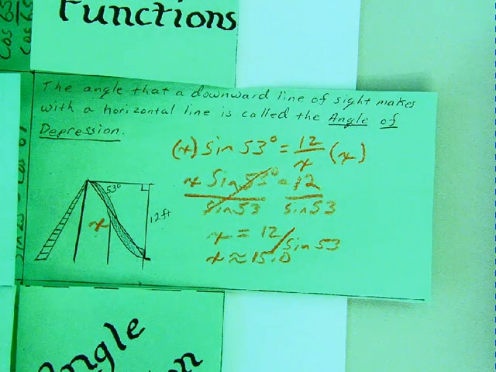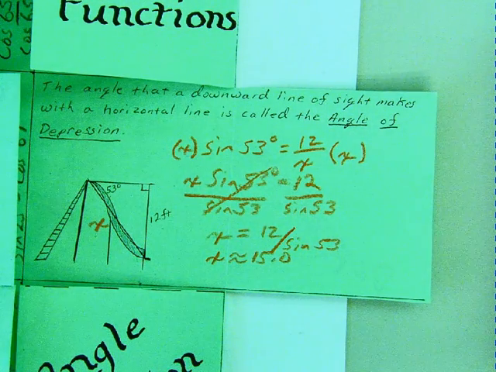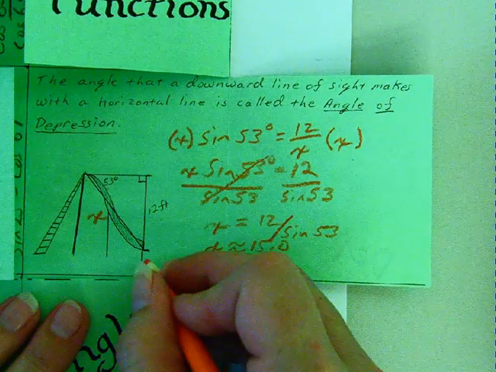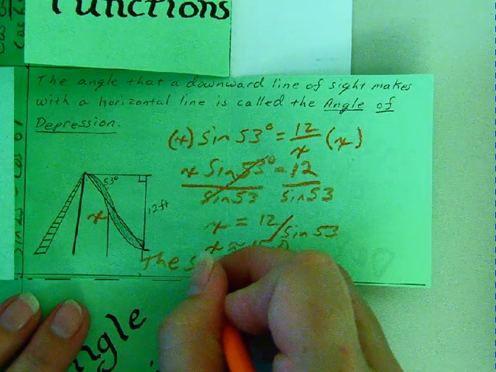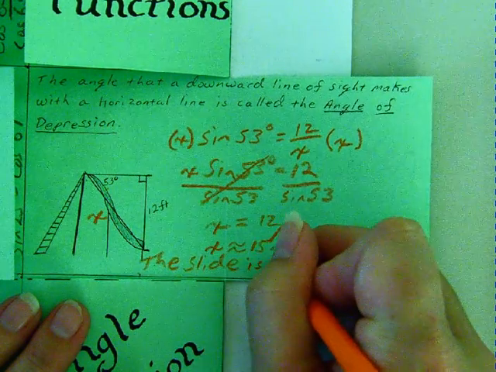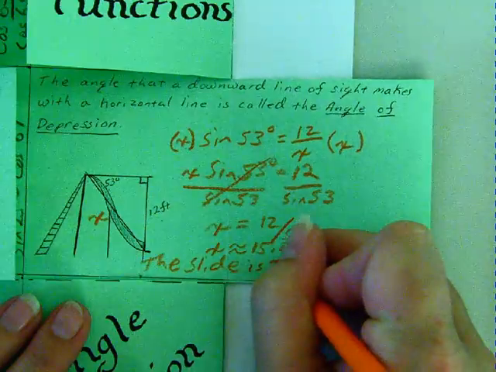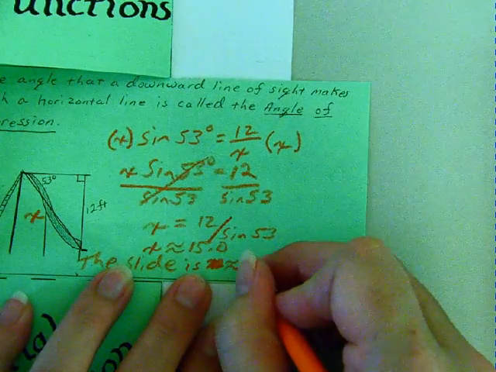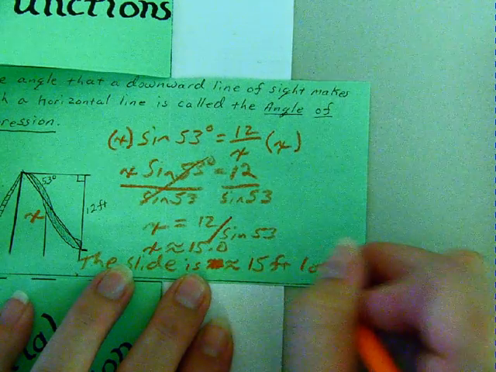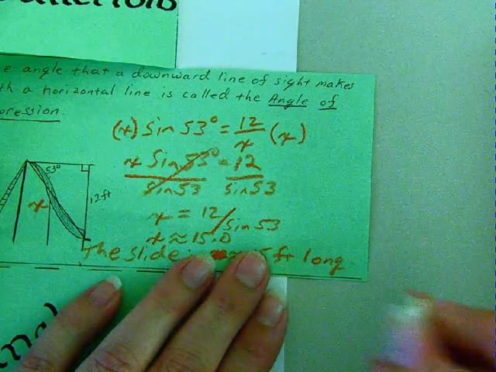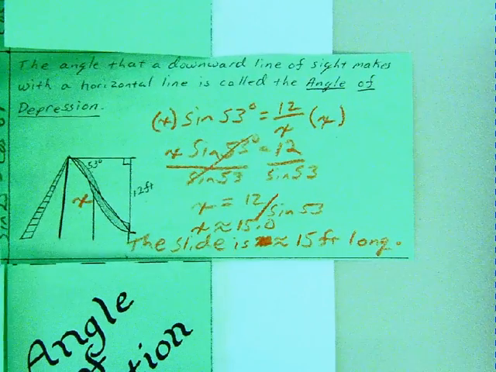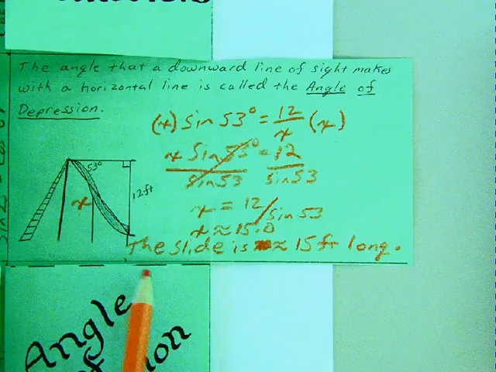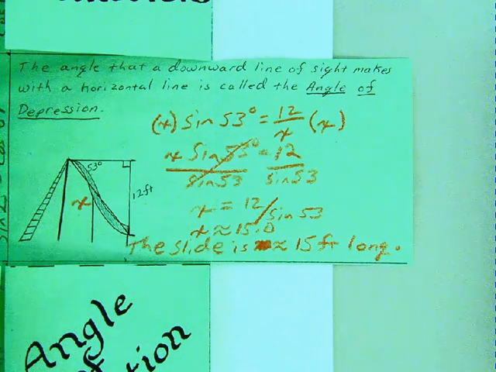Now if you remember, this is basically a word problem that we're working on. So we're going to give some real world value to that x and we're going to say the slide is approximately 15 feet long. The slide is approximately 15 feet long. So what does that 15 represent is what we're trying to explain here in our sentence. So the slide is 15 feet long.